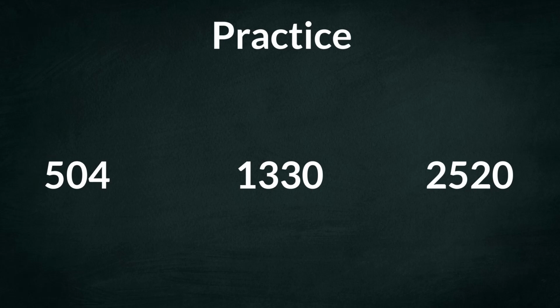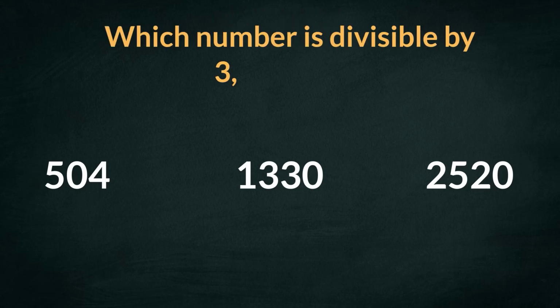Here we have 504, 1,330, and 2,520. Can you tell which number is divisible by all of these numbers? 3, 4, and 10. Pause right here to figure it out for yourself.